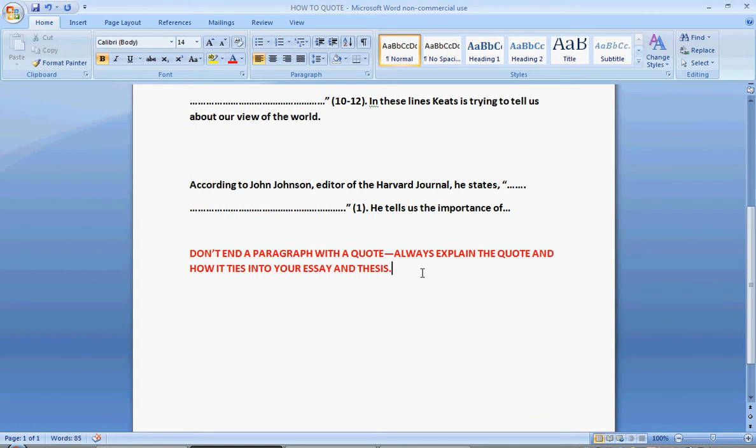Always explain the quote and how it ties into your essay and thesis. Some of the examples that I might have in content, the example essay I give may actually do that, but I was always told don't end with a quote.